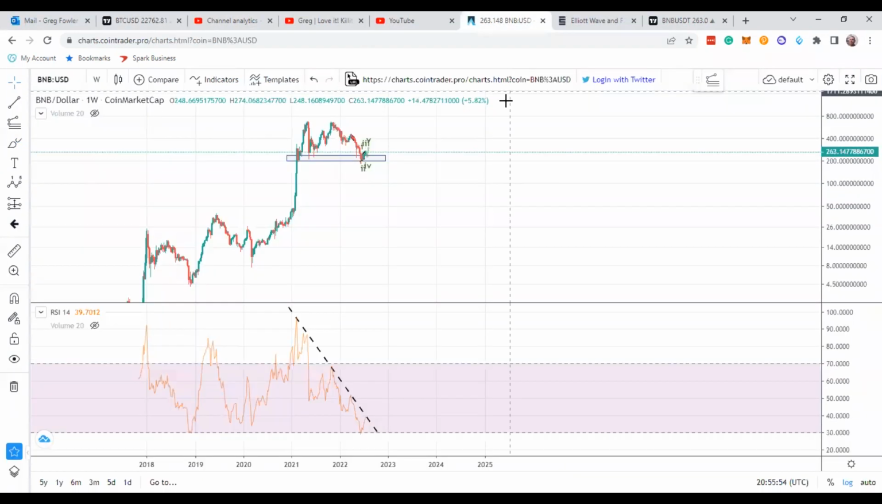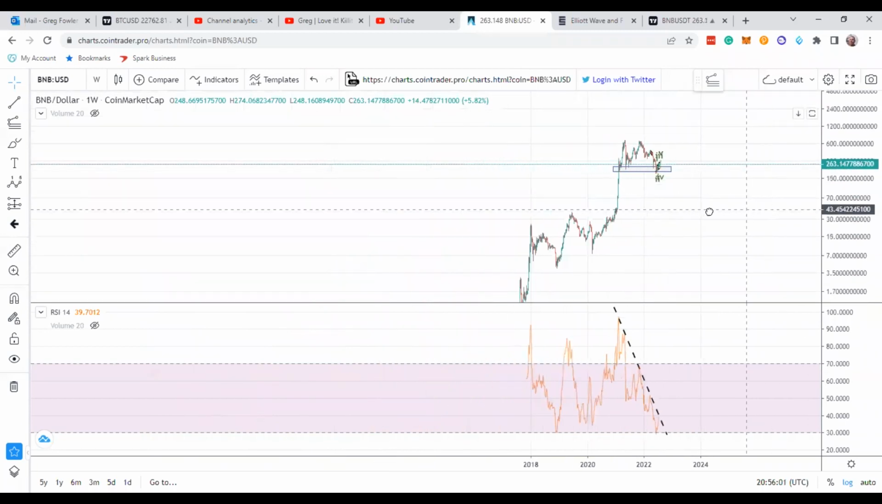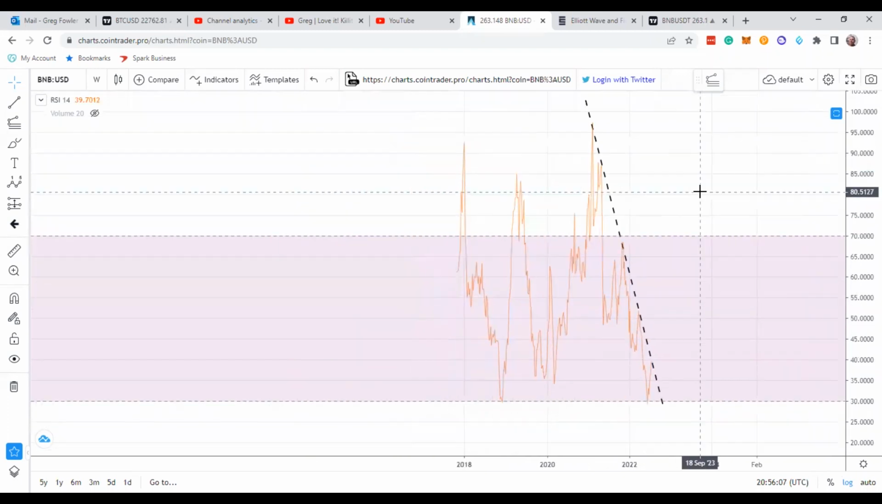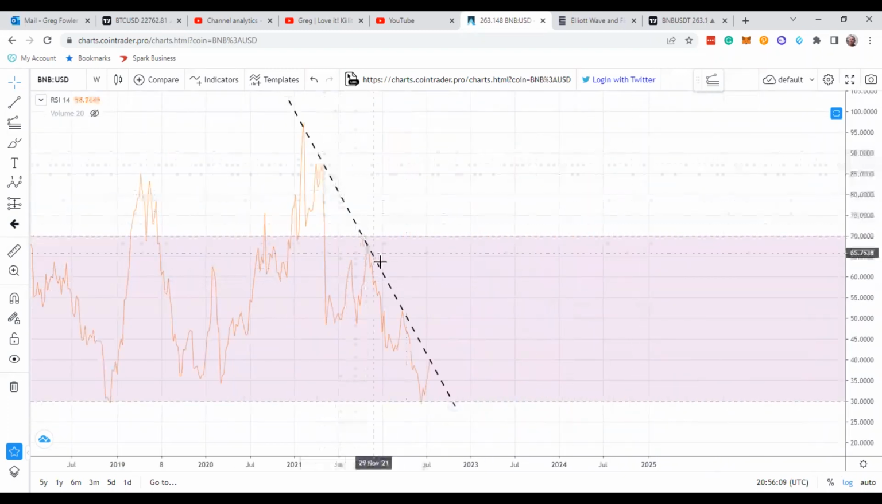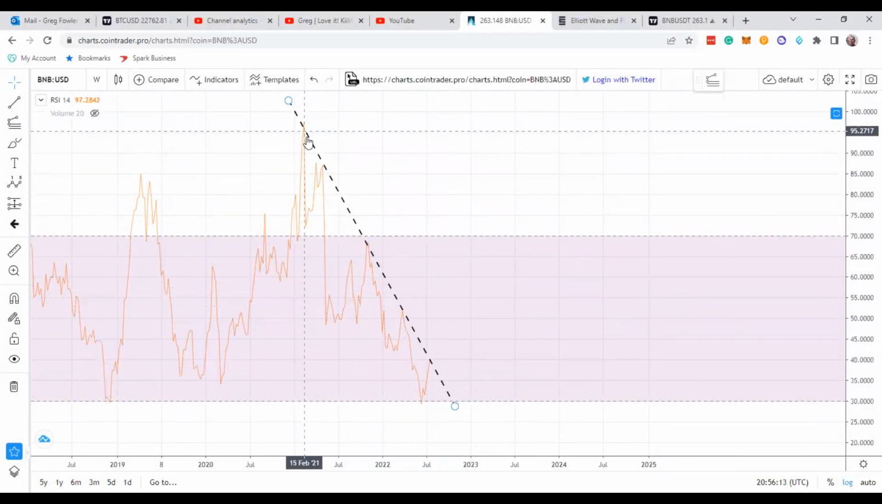So how does this relate to BNB, guys? Now I'm on the BNB chart, okay? Here's a couple things that I think BNB's done with this correction. We're going to find out if BNB's done with this correction probably in the next less than 30 days, because this is the correction right here, okay?